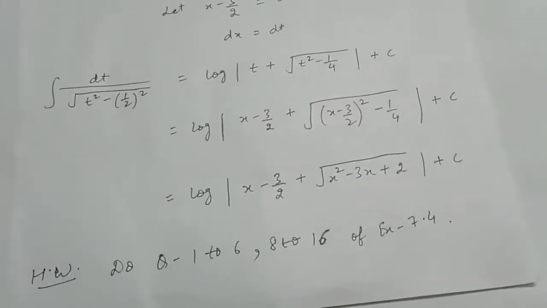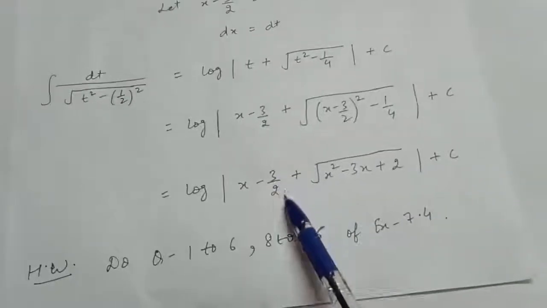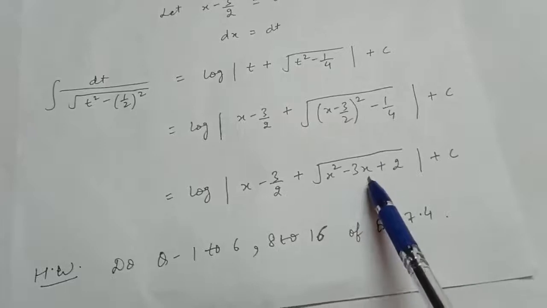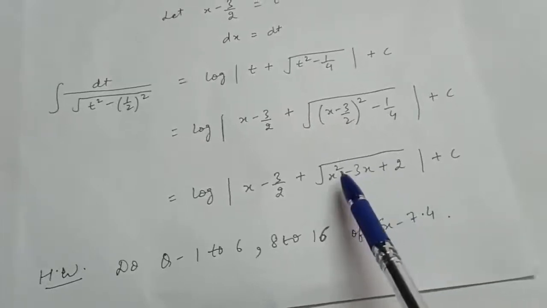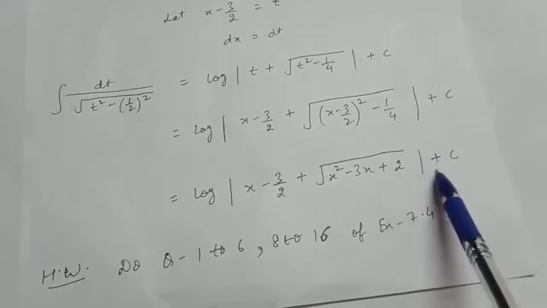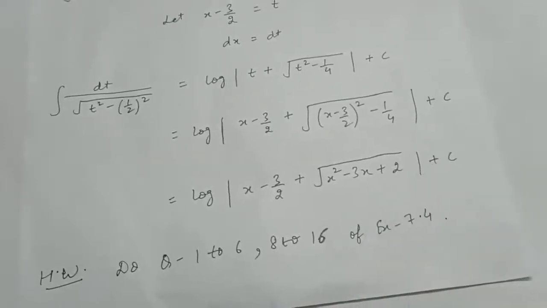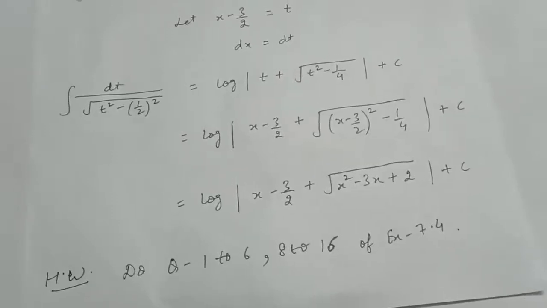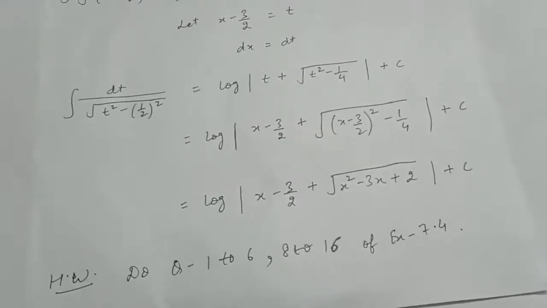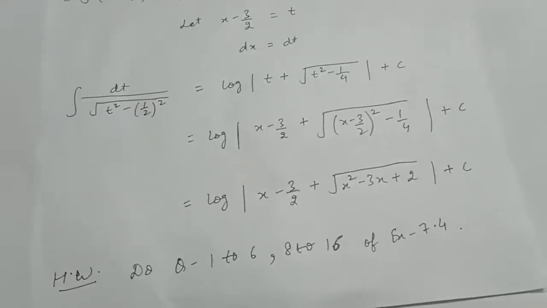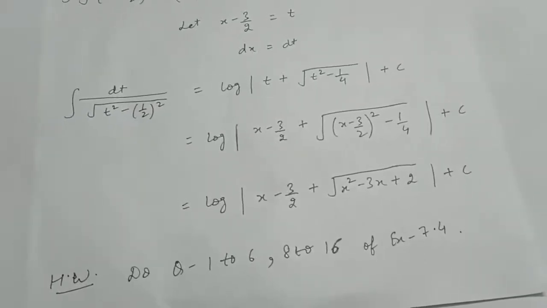Now this is equal to log mod of x minus 3/2 plus root. This is nothing but the given quadratic equation only, right? So write down root x square minus 3x plus 2 plus c, right? So your homework is that you have to do questions 1 to 6 and 8 to 16 of exercise 7.4. That is, just leave question number 7 and do all the questions up to question number 16.